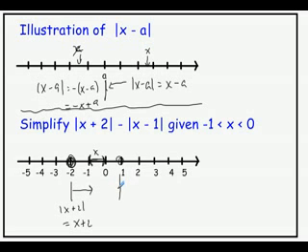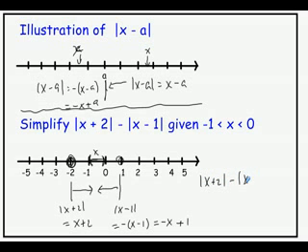On the other hand, we know that x is to the left of positive 1, and in that case the absolute value of x minus 1 is the same thing as the negative of x minus 1, or negative x plus 1. So, replacing our statement above, if we take the absolute value of x plus 2 minus the absolute value of x minus 1, it will be the same thing as x plus 2 itself minus negative x plus 1.